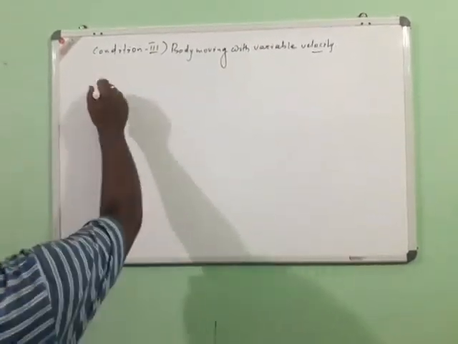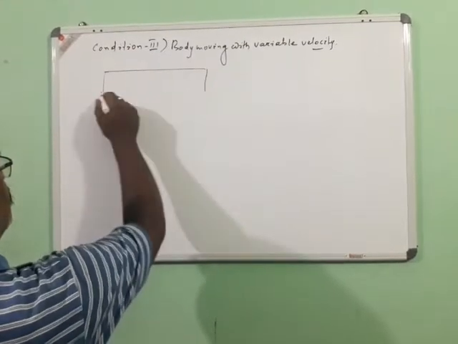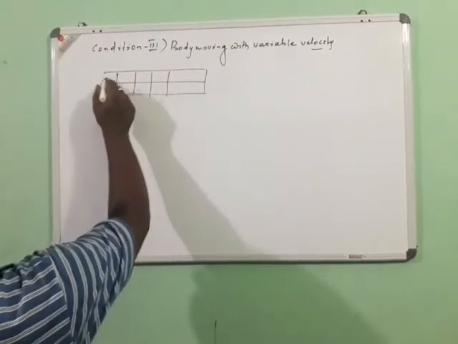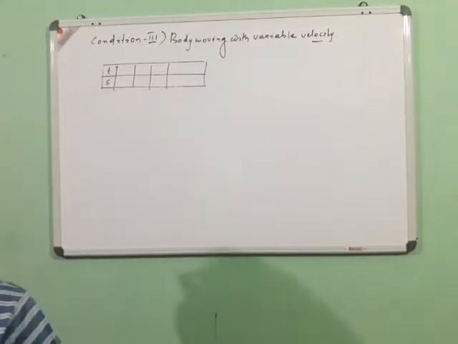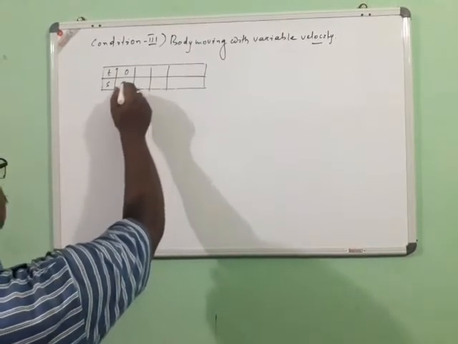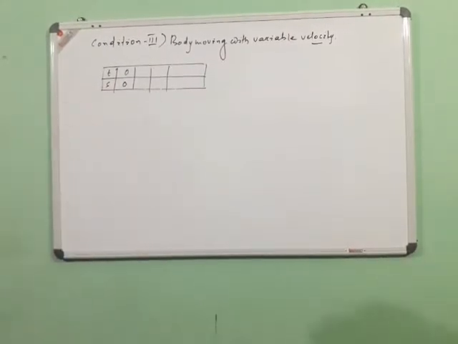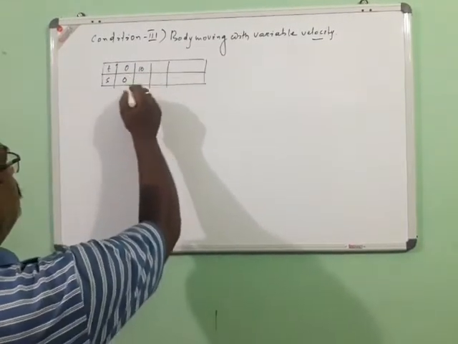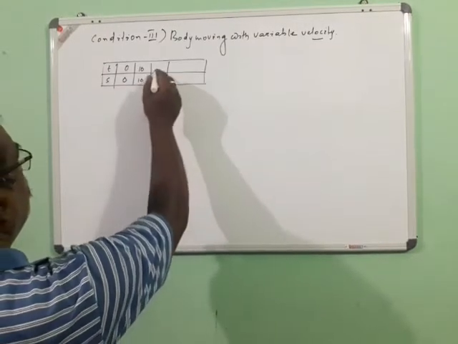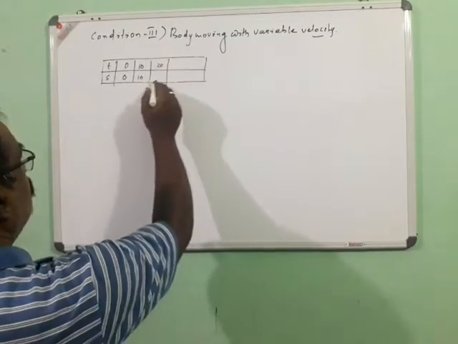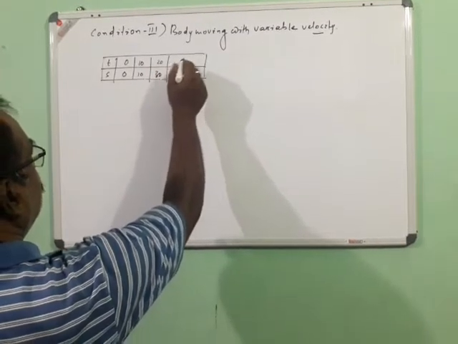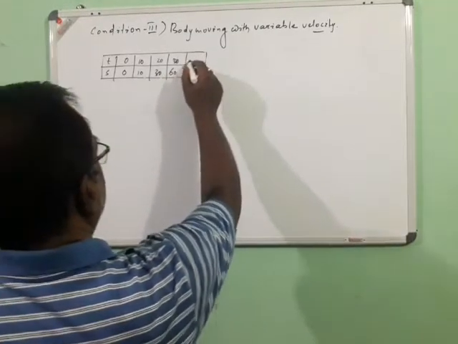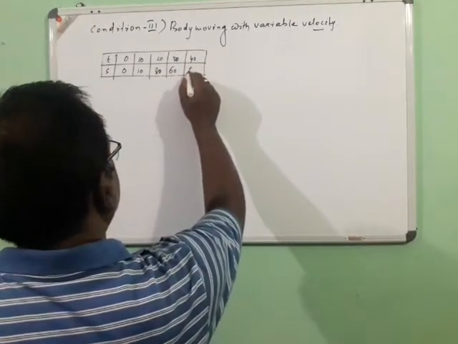Now let us take an example. At 0 seconds the body covers 0, meaning it is closer to the observer. After 10 seconds the body has gone up to 10 meter, after 20 seconds it has gone up to 30 meter, and after 30 seconds it has gone up to 60 meter. After 40 seconds it has gone up to 65 meter.